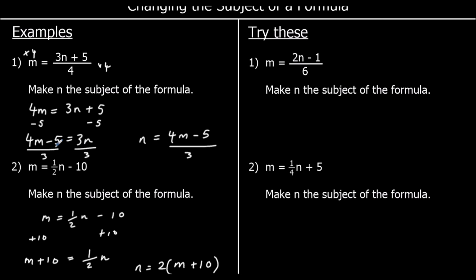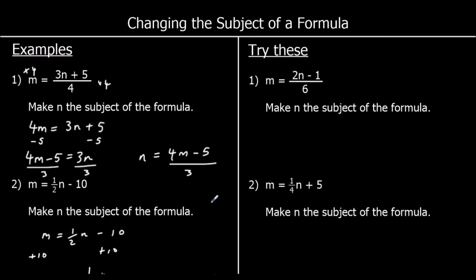Okay, two for you to try. So pause the video and have a go at these. The first one, we've got m equals 2n minus 1 all over 6. To get rid of the divide by 6, we're going to multiply both sides by 6. So that will be 6m equals 2n minus 1.